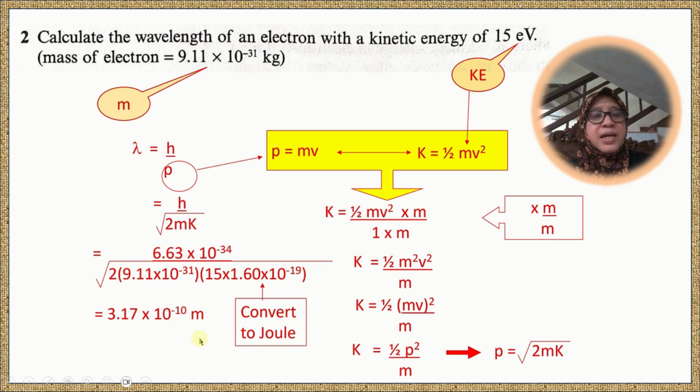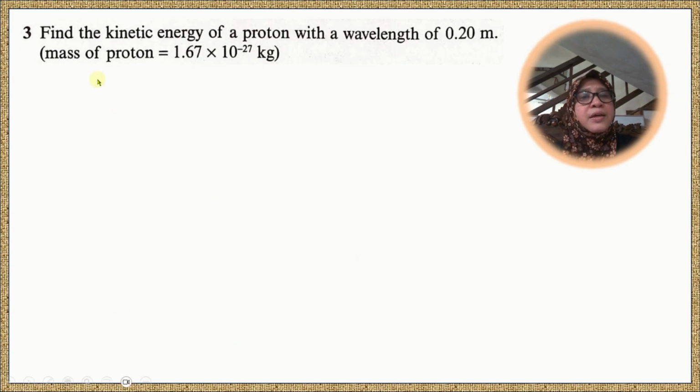So that's the answer. Now we go to question 3. Find the kinetic energy of a proton with a wavelength of 0.20 meter. The mass of the proton is given as 1.67 times 10 to the power of negative 27 kilogram.